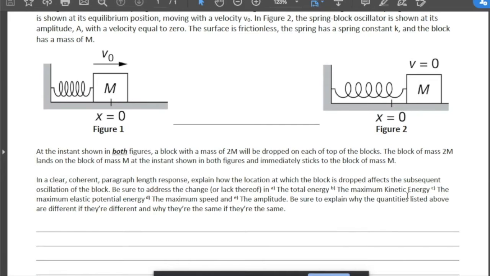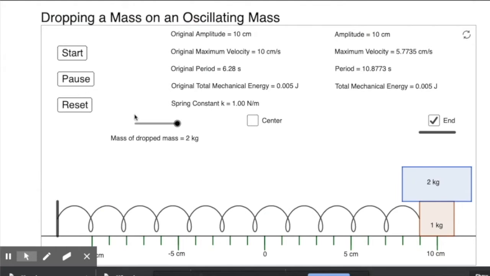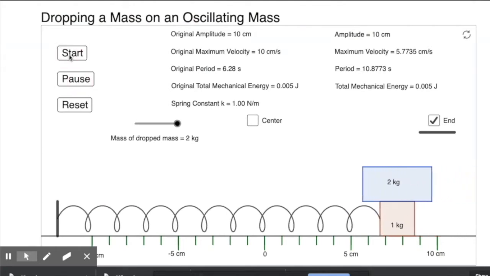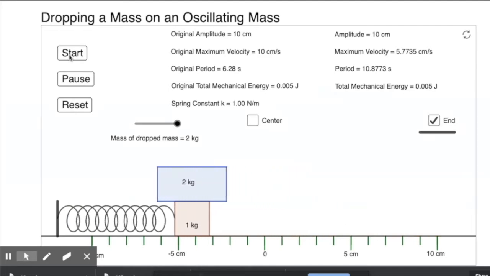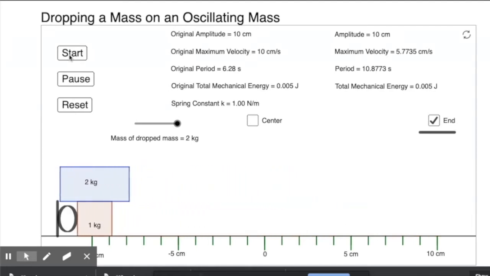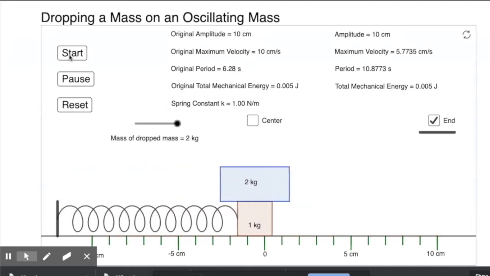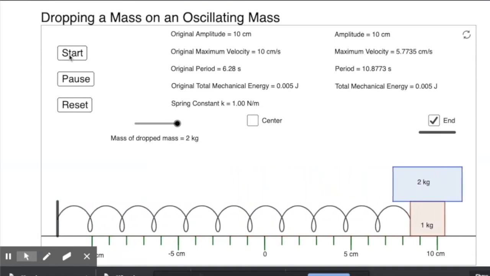Because if we recognize that because the total energy is the same here, and that means the maximum elastic potential energy is going to be the same, then it automatically tells us the maximum kinetic energy has to be the same too. Because this problem just involves a conversion of elastic potential energy here at the amplitude to the maximum kinetic energy here at the equilibrium position.